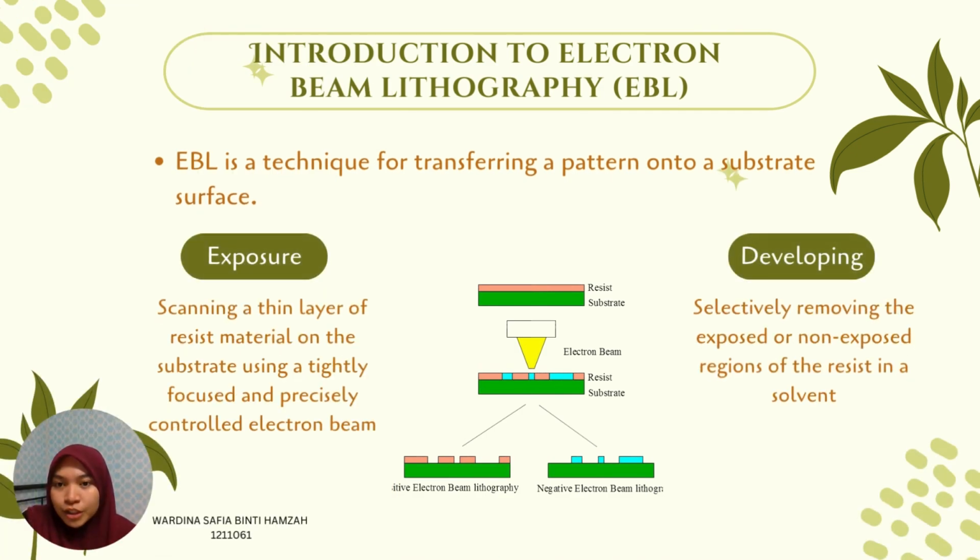Next is the introduction to electron beam lithography (EBL). So EBL is a technique for transferring a pattern onto a substrate surface. It involves scanning a thin layer of resist material on the substrate using a tightly focused and precisely controlled electron beam, followed by selectively removing the exposed or non-exposed regions of the resist in a solvent.